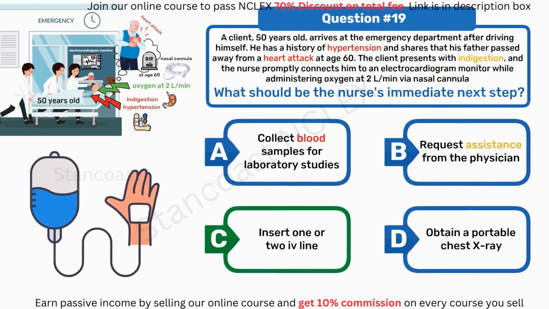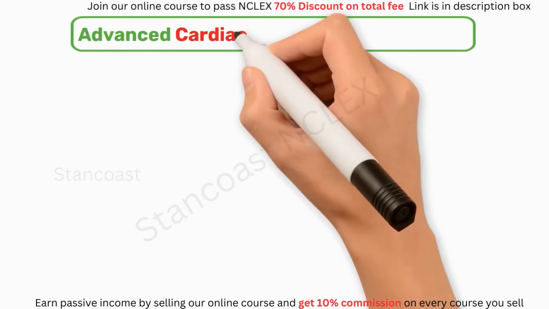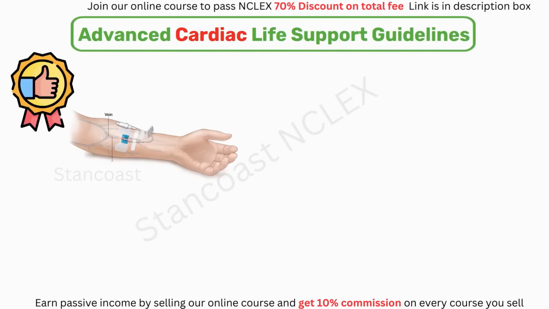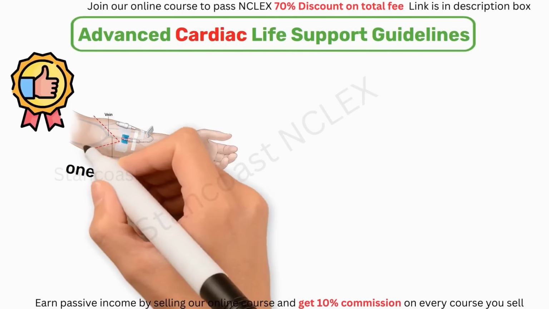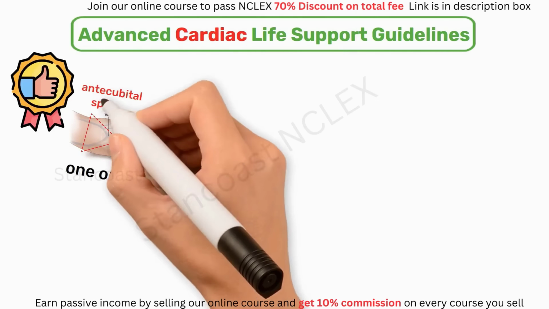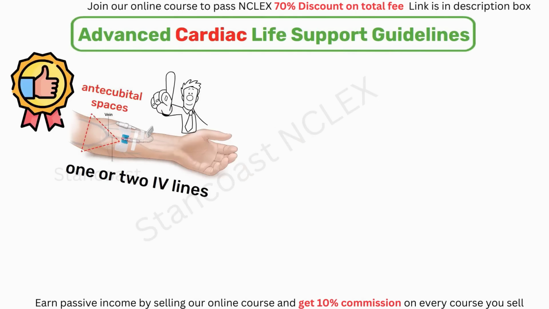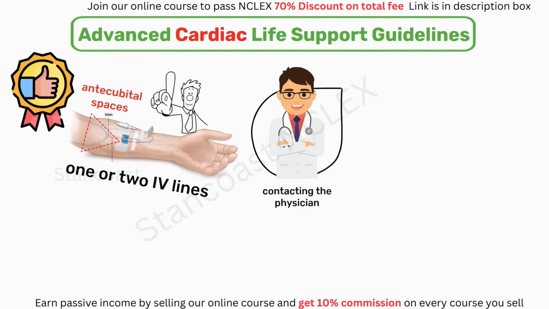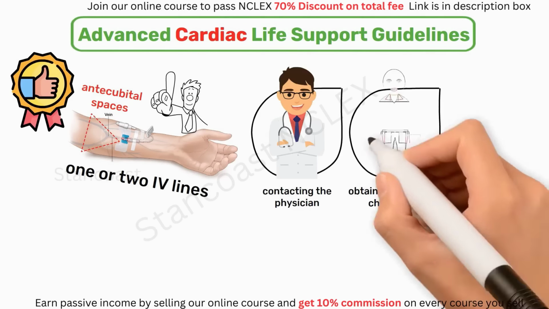Option C is correct, because advanced cardiac life support guidelines recommend the initiation of 1 or 2 IV lines in either or both antecubital spaces as a priority. While contacting the physician, obtaining a portable chest X-ray, and drawing blood for laboratory studies are important, they should be considered secondary to the immediate task of starting the IV line.